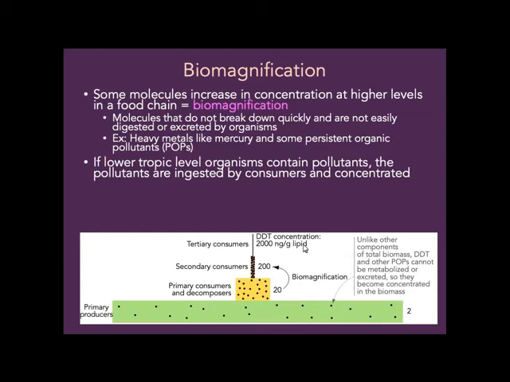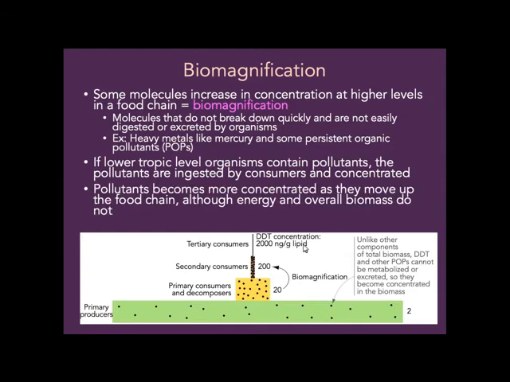In fact, DDT was banned from the US under most circumstances because it was starting to biomagnify and accumulate in tertiary consumers. There was a classic case of raptors ending up with very weak eggshells because of the biomagnification of DDT, because they were eating animals that were being exposed to the original low doses of DDT. All right, so just compare and contrast: pollutants will become more concentrated as they move up the food chain, although note that the energy and overall biomass does not become more concentrated.